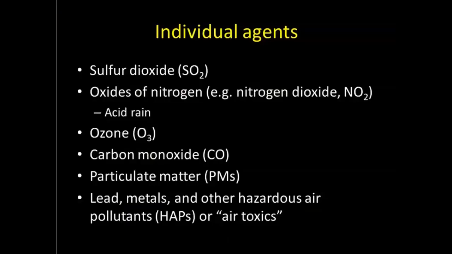So let me just go through individual agents. Sometimes air pollution means that all of these are increased, and sometimes it means just one of these or some small combination of these are increased. And a good example of that is a wildfire tends to produce a lot of particulate matter, but not a lot of, say, ozone or carbon monoxide. So there are different scenarios where different agents will be the cause of your air pollution.